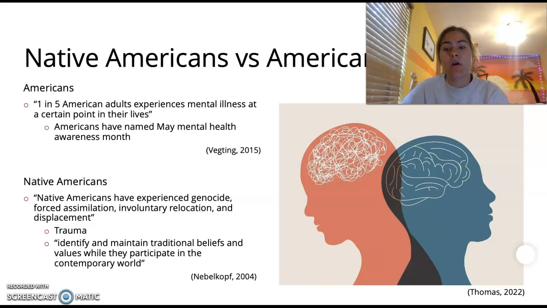According to Vegton, 1 in 5 American adults experience mental illness at a certain point in their lives. However, over the years, Americans have taken strides to help raise awareness for mental health issues and mental illness.